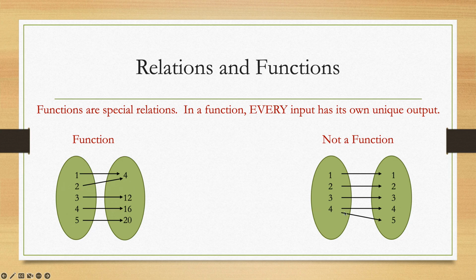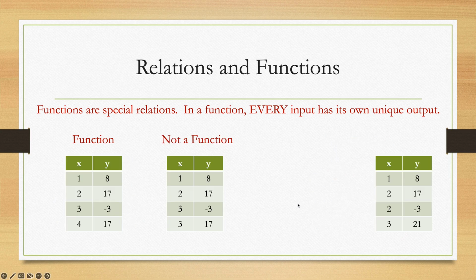The second one is not a function because if you notice, 4 does not have its own unique output. 4 becomes both 4 and 5. So that's the problem. That's not a function. Now, these were pictures of functions. The next one is tables, another way to represent a function.